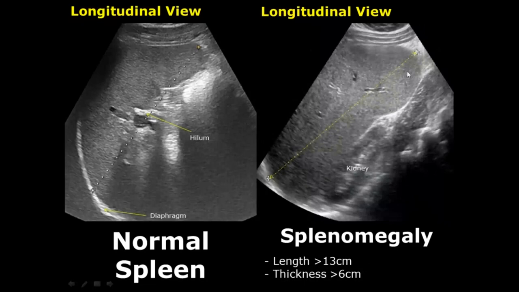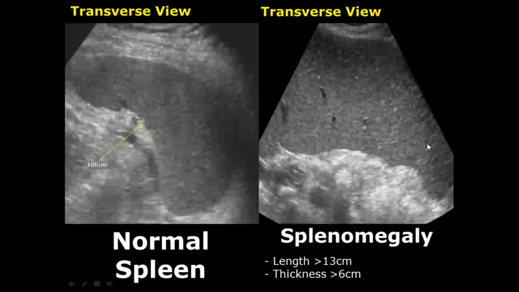Splenomegaly is an abnormal enlargement of the spleen. If the length exceeds 13 centimeters and the thickness exceeds 6 centimeters, then it is termed splenomegaly. Here you can notice splenomegaly in transverse view. You can measure the thickness of the spleen in this view.